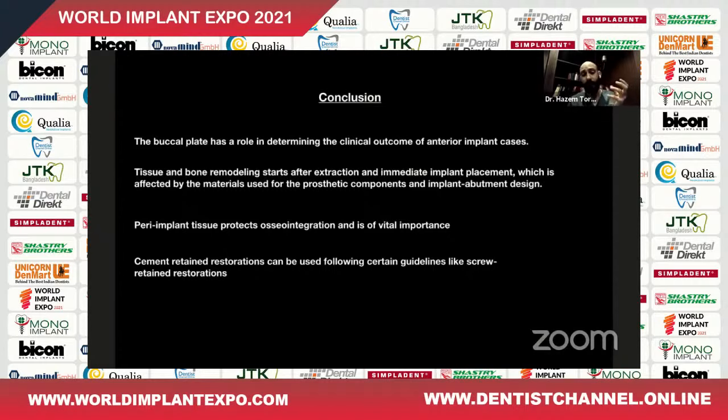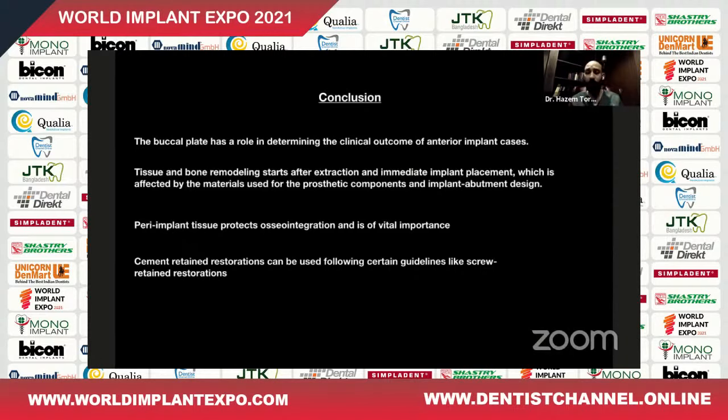So we have the implant abutment design, we have the prosthetic components, and we have the bone condition and tissue condition, and we have the biomaterials that we use. And we also talked about peri-implant tissue and how it protects osseointegration and its vital importance. In every single implant we place, we must make sure that we have the optimal environment for peri-implant tissue health. And then we talked about cement retained restoration and how we can use it following certain protocols and guidelines in order to prevent disasters.